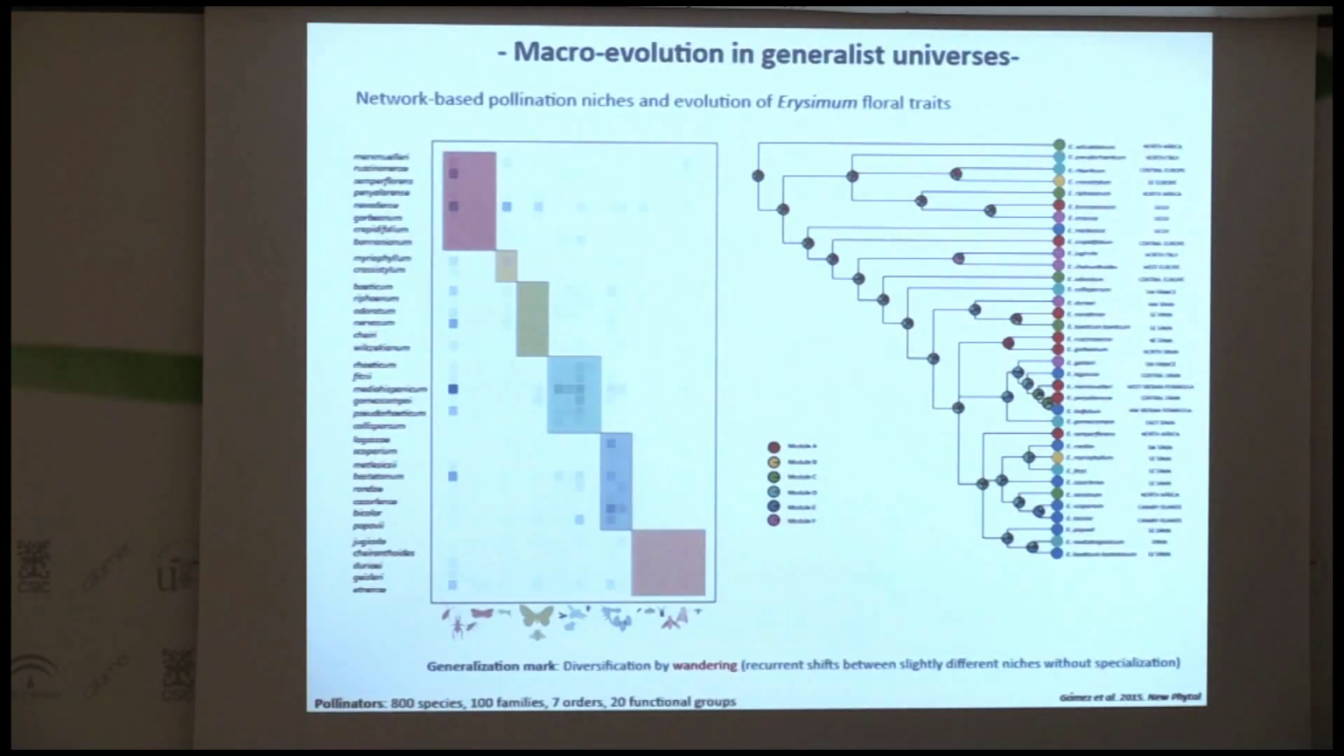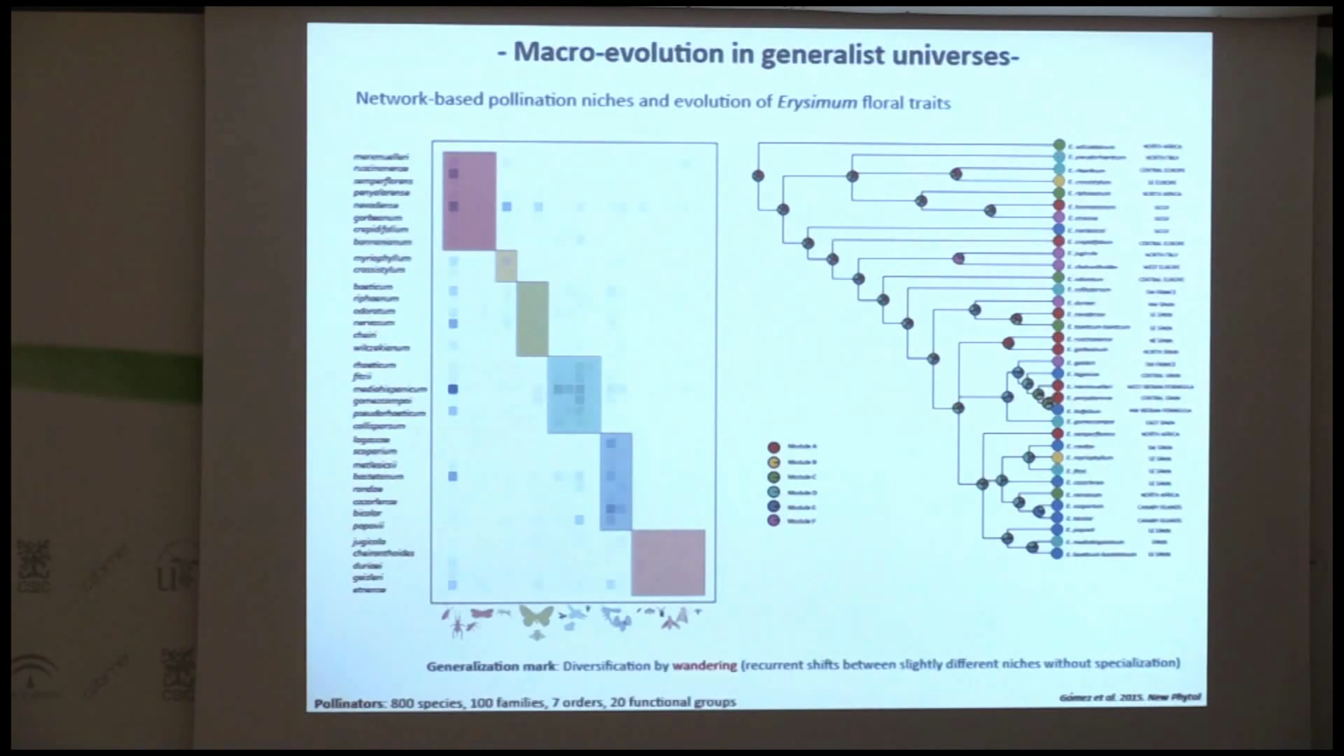It's exactly the same approach. We tried to see if there is any association between pollination niche and species, doing exactly the same, recording the pollinators visiting different species. In this case, it was about, I don't remember very well, about 50 species of Erysimum. And there are more functional groups, in this case 20, because you are including species visited by some very particular types of pollinators.